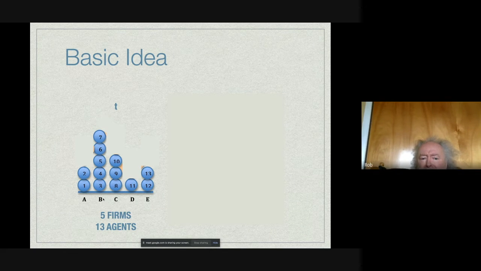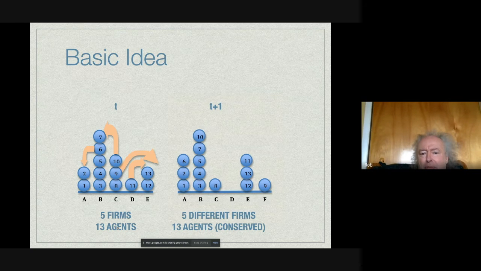Imagine that this is 5 firms, A through E, 13 agents, 1 through 13. Imagine that agent 6 leaves firm B. Agent 10 has some incentive to move to firm B. Agent 9 is going to go do a startup, and agent 11 shuts down firm D. Well, we still have 5 firms in the next time period, notice, but one firm, D, is gone, a new firm is formed. We have the same 13 agents, but now they're in a different configuration.